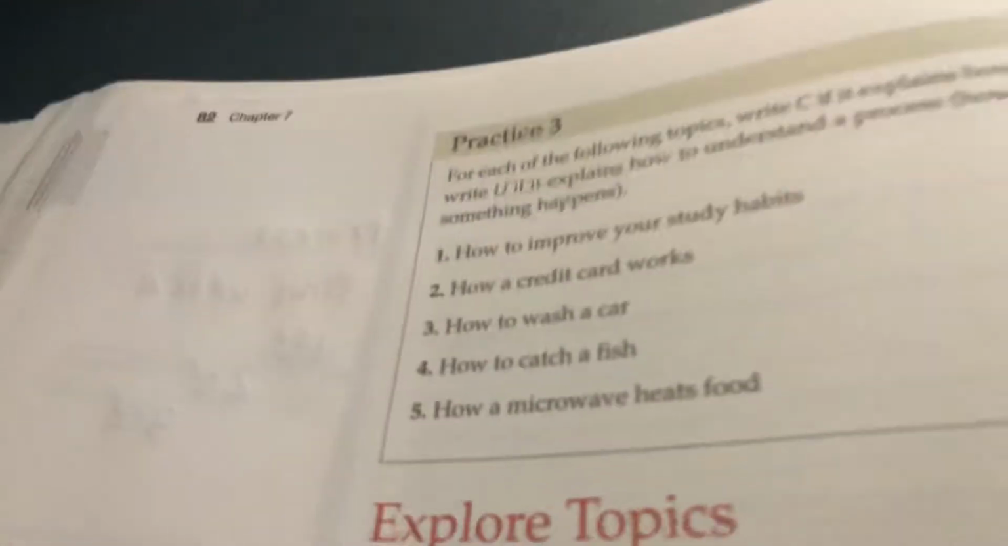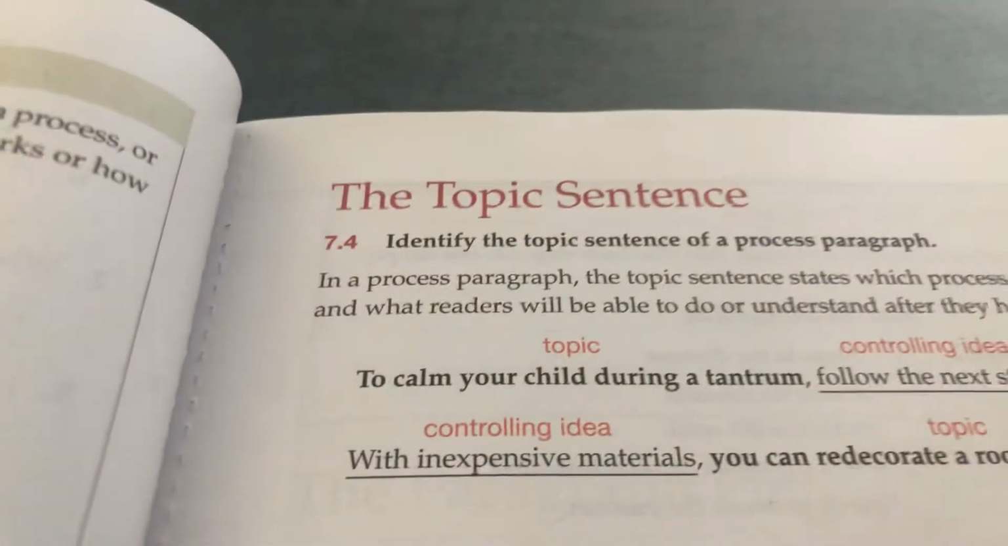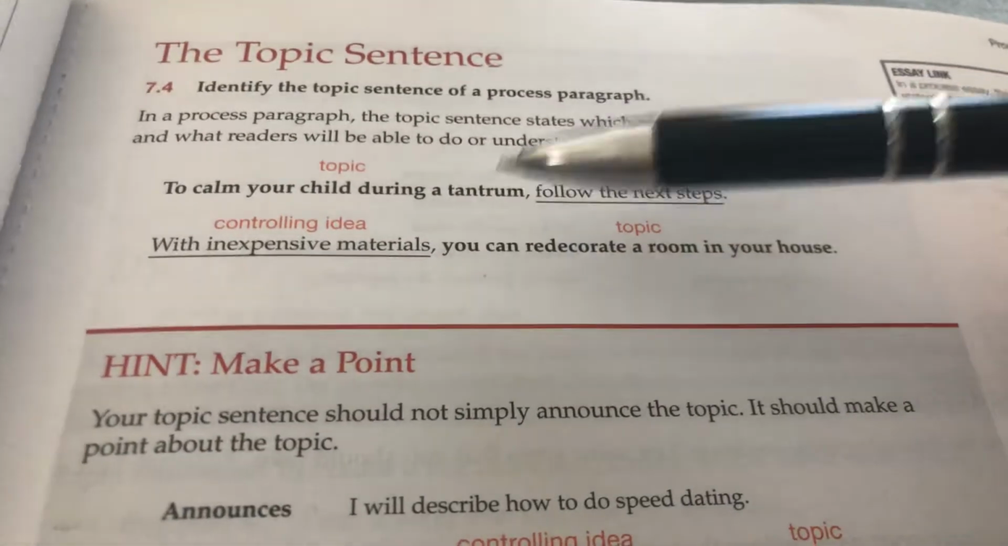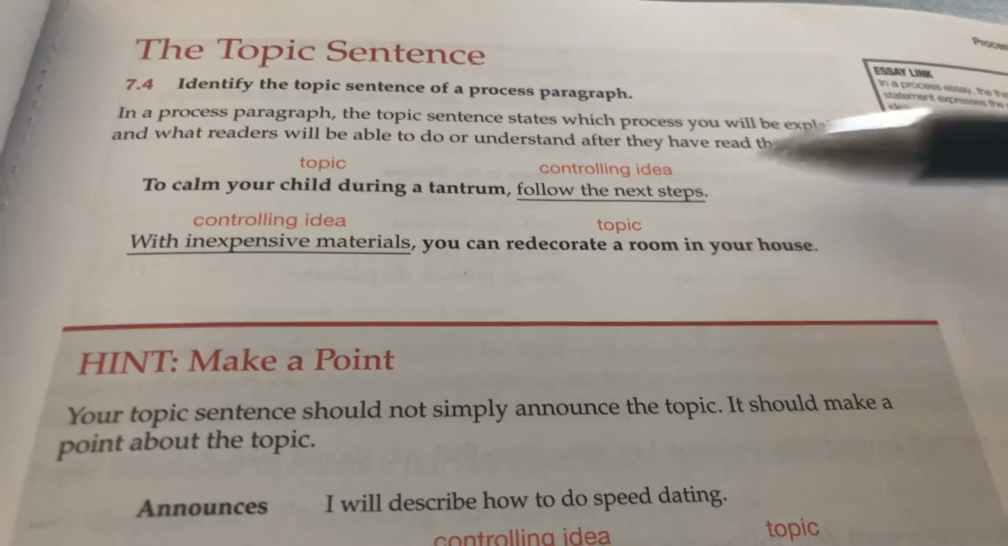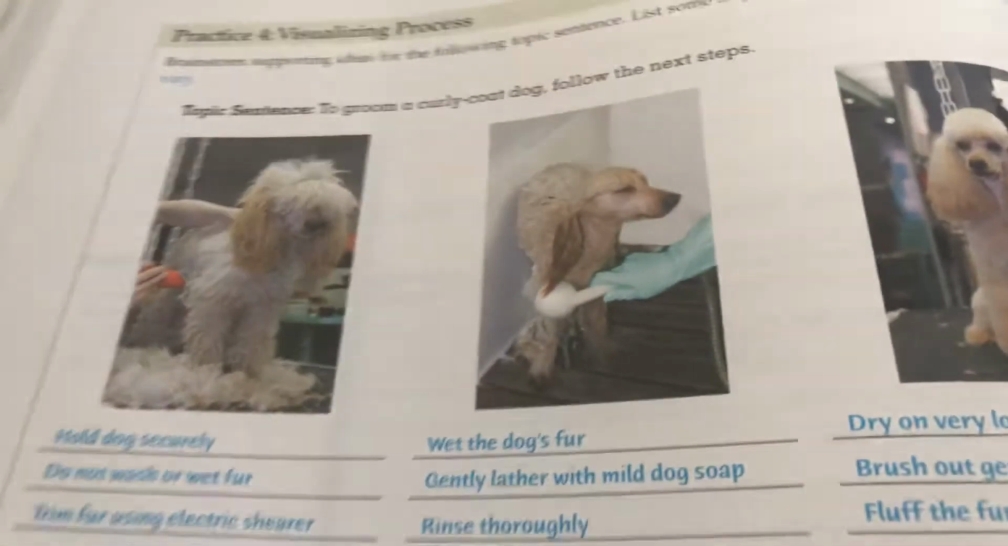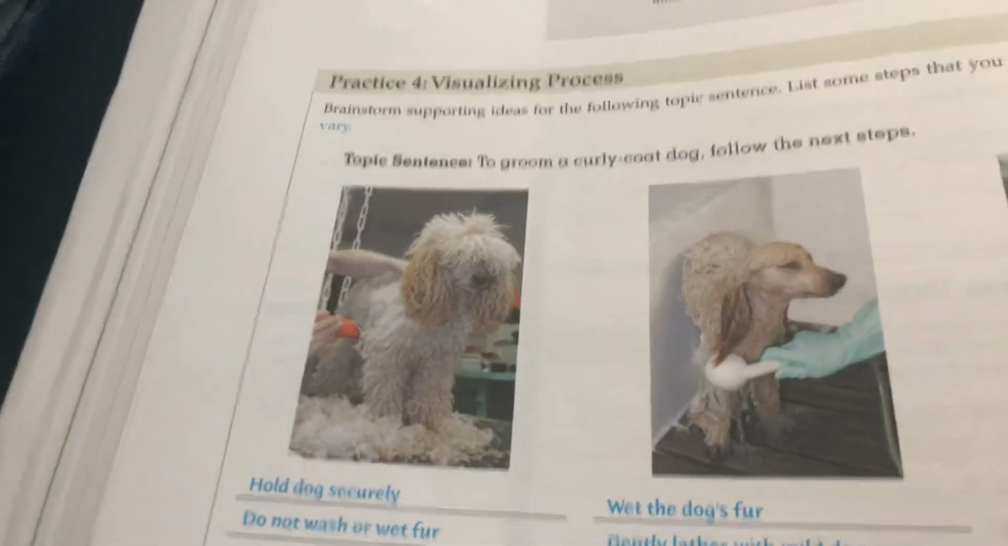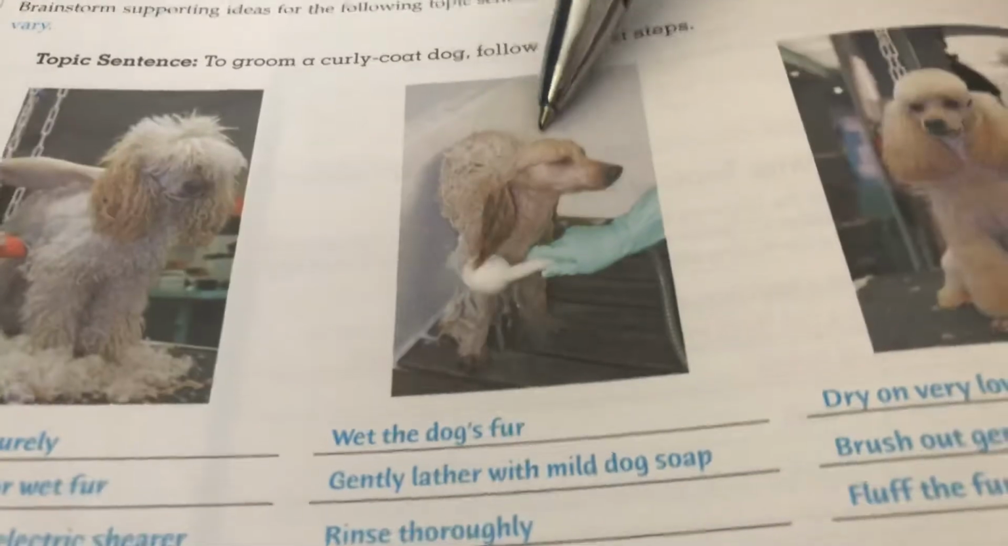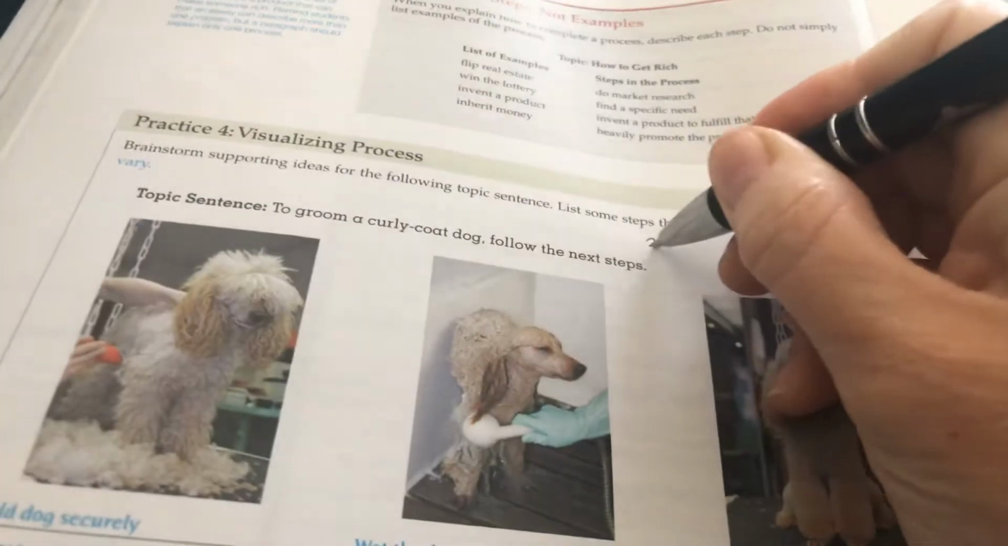Okay, they've got some different ideas here. They're talking again about the topic sentence. Don't forget the topic and the controlling idea. Supporting ideas. Here are some pictures of a dog. Okay, this is dog grooming. This is the first step. This is the second step. This is the third step. The magic of 3. Okay, they gave you 3 steps.